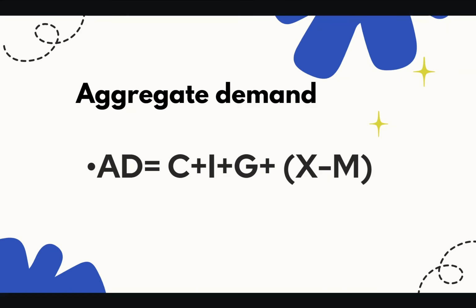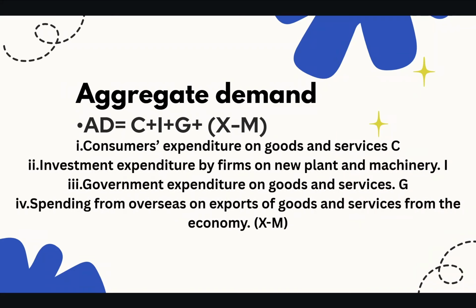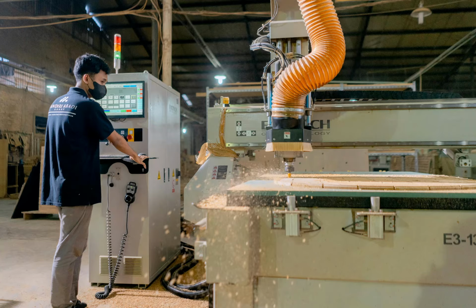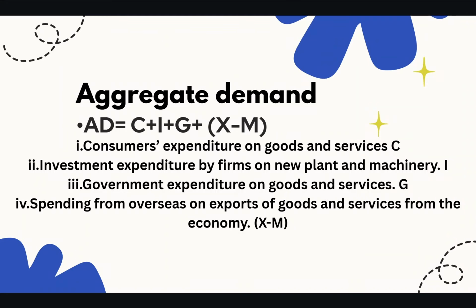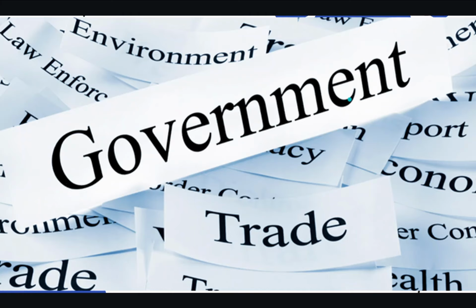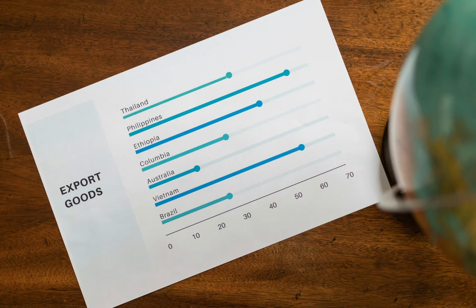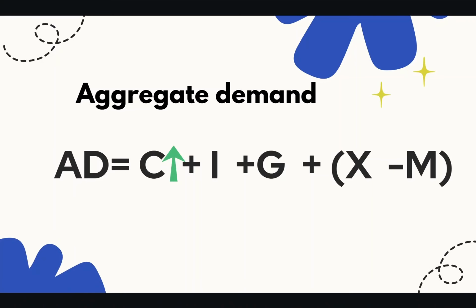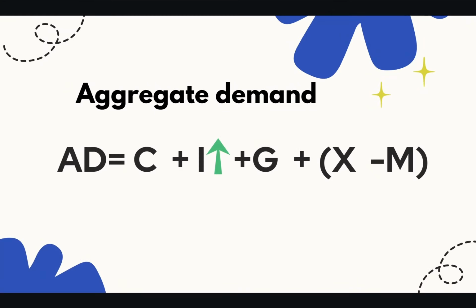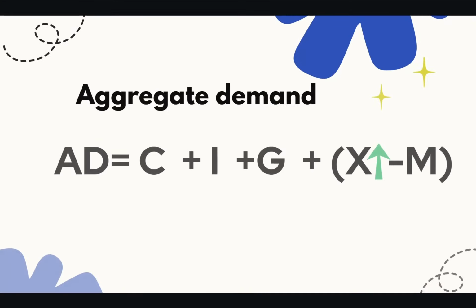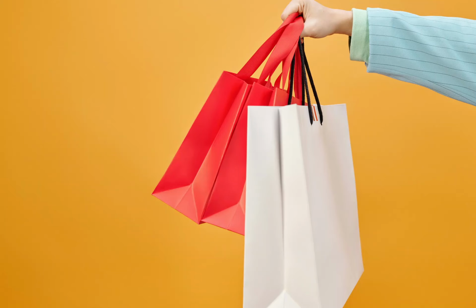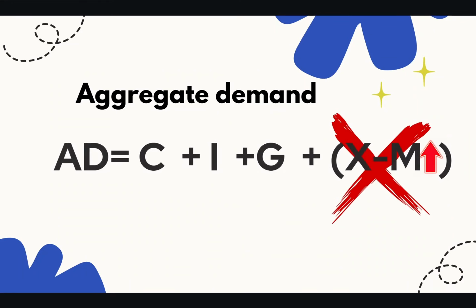The formula for aggregate demand is C+I+G+X-M. C stands for consumer expenditure. I stands for investment expenditure by businesses. G, or sometimes called GS, is government expenditure. And X minus M is the difference between export and import. If C increases, I increases, G increases, or X increases, it will cause aggregate demand to increase. What does not cause aggregate demand to increase is if imports are increasing, then aggregate demand will decrease.